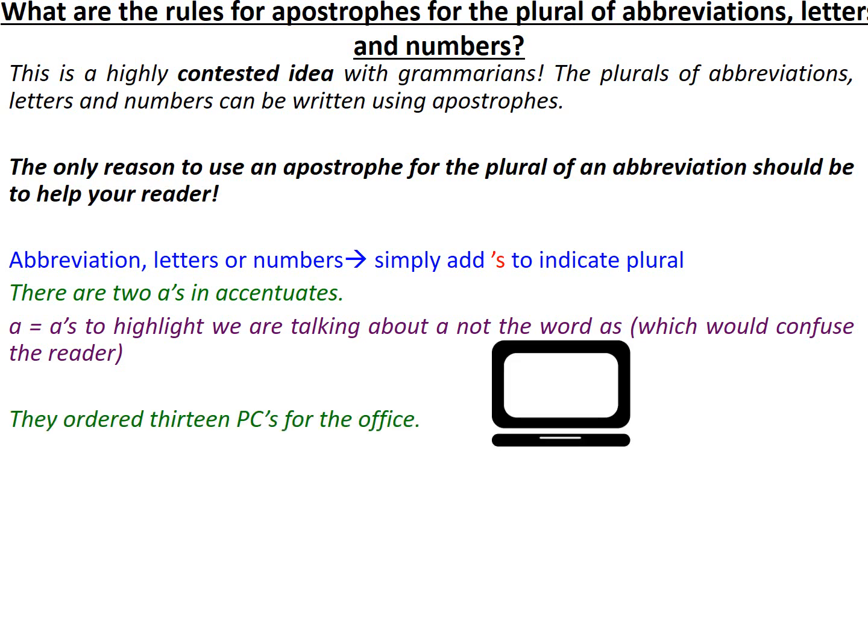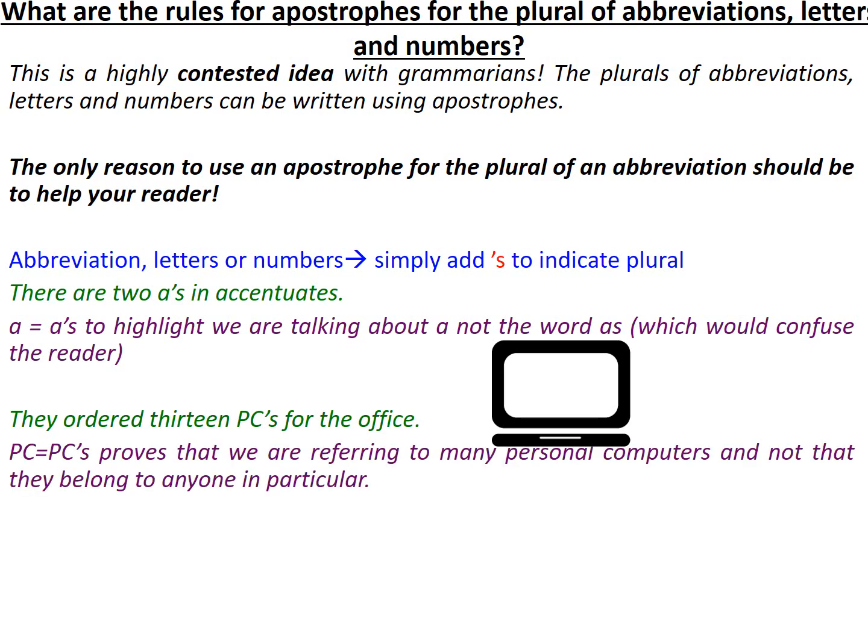Now, moving on. They ordered 13 PCs for the office. Now, this is one that you might not need an apostrophe for, actually. But if I'm referring to personal computers, it proves that we're referring to personal computers, not something that ends in an S in an acronym or an abbreviation. So somebody might presume the acronym was PCS. And it's also referring to the reality that they don't belong to anyone in particular.